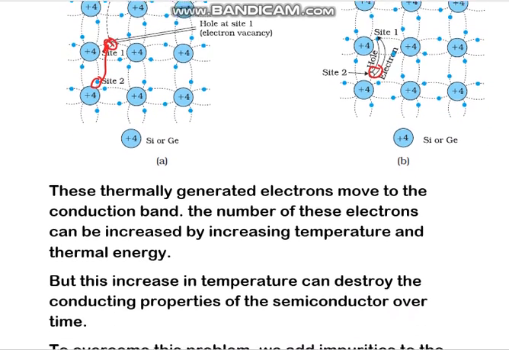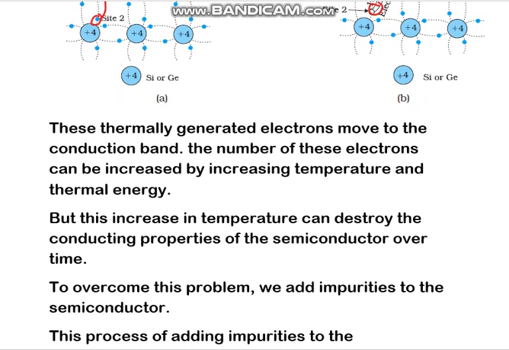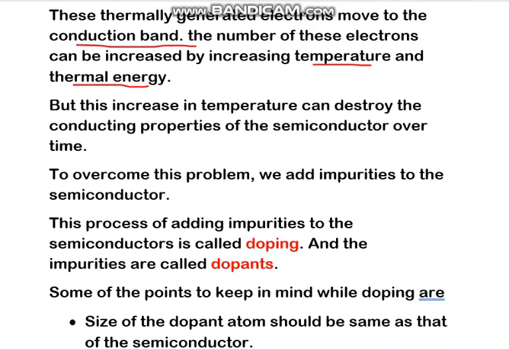So these thermally generated electrons move to the conduction band. The number of these electrons can be increased if we increase the temperature or the thermal energy of the semiconductor. But if we increase the thermal energy or temperature of the semiconductor too often, then the semiconducting properties of the semiconductor will be destroyed over time. So what can we do to overcome this?